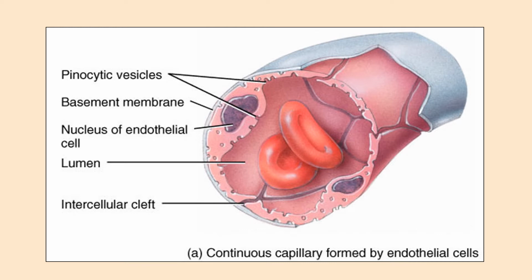The capillary wall is, of course, very thin. That makes it easy for substances to travel across it. The capillary wall consists of a single layer of endothelium. Endothelium is the tissue that lines your entire cardiovascular system, the walls of all of your blood vessels, and the chambers of your heart. In the capillary wall, that endothelium is surrounded by a basement membrane.